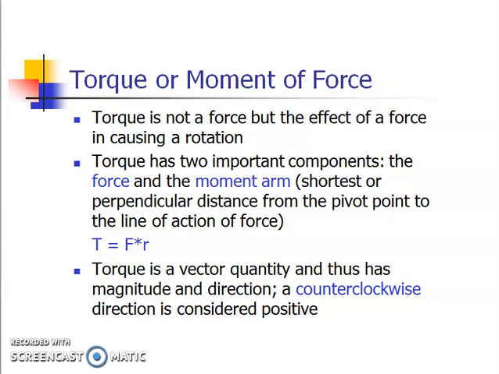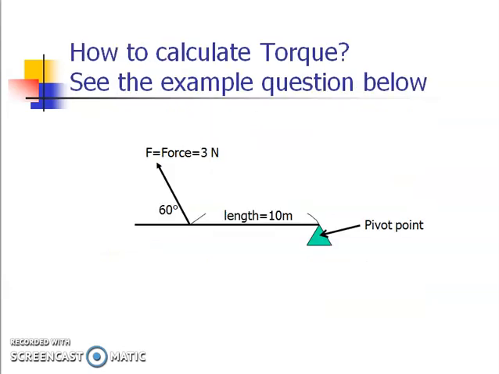Torque is a vector quantity, so it has direction. When we define rotation, we consider clockwise and counterclockwise rotation. Counterclockwise rotation is considered positive, and clockwise is a negative rotation. Next slide, I'll show you an example question. So we'll see an example here.